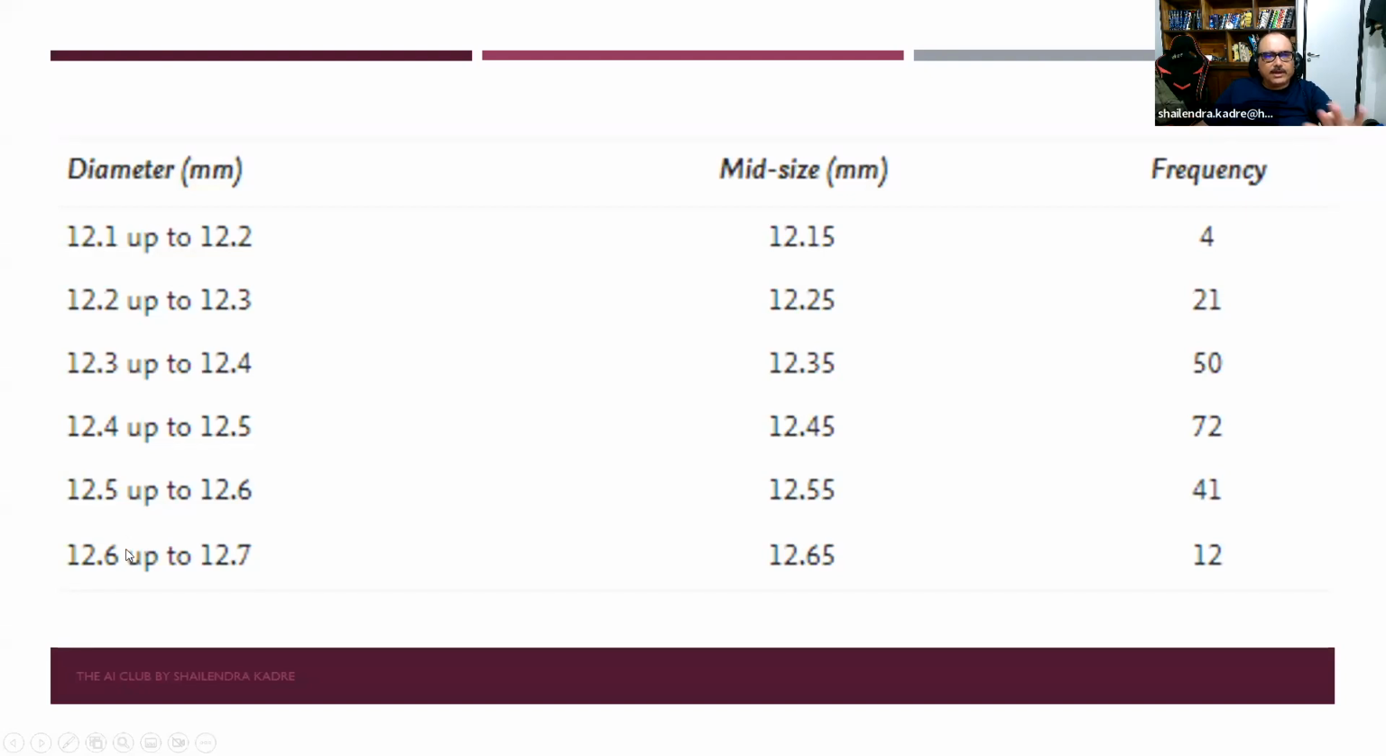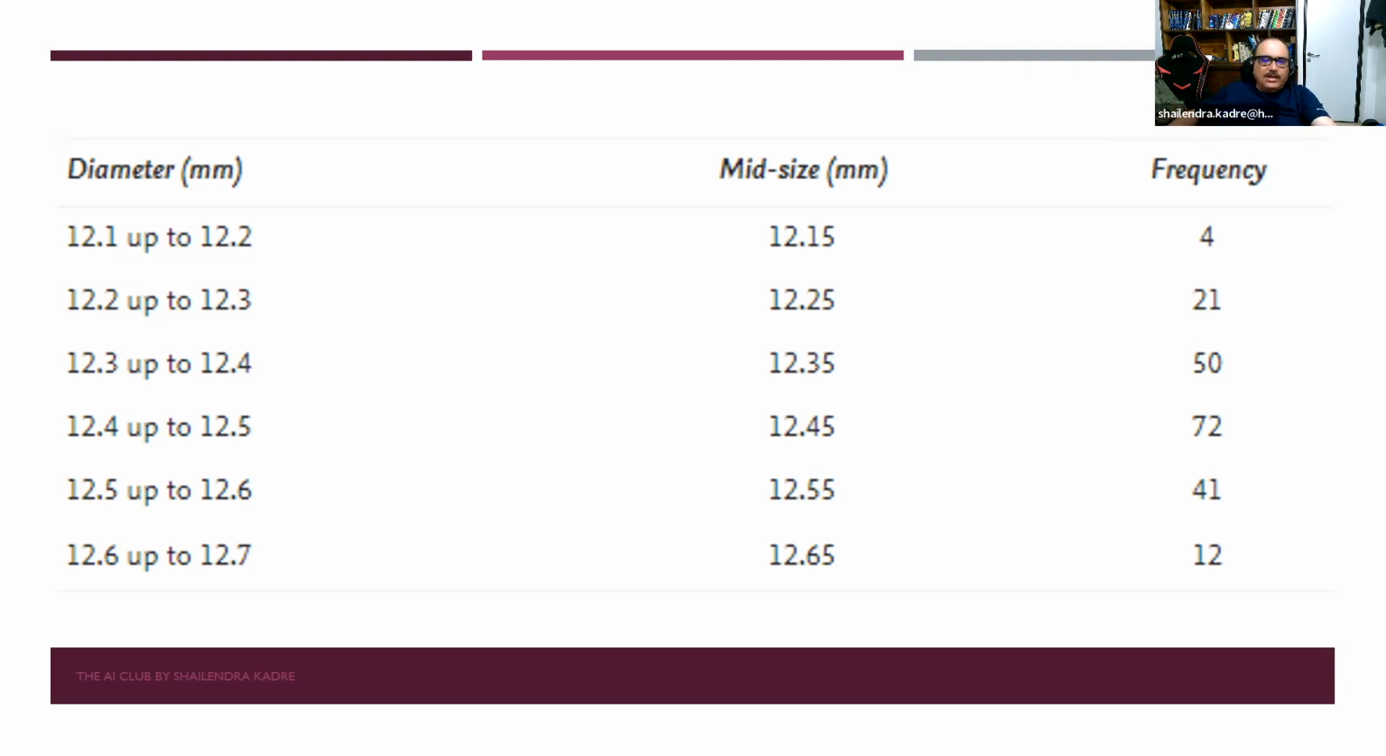You can see something on the screen. You will wonder why Shailendra has started without any definition, just with some data. We are dealing with data science, so data, nothing new in that. This is a simple table. I am manufacturing some long bolts on a lathe machine in my factory, and I'm measuring their diameter with the help of a vernier caliper.